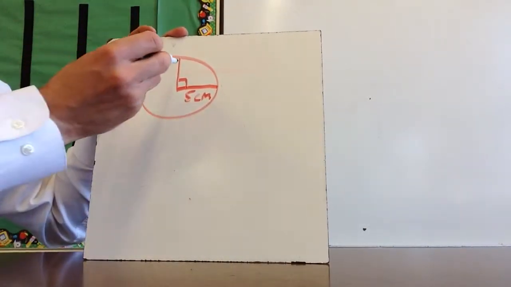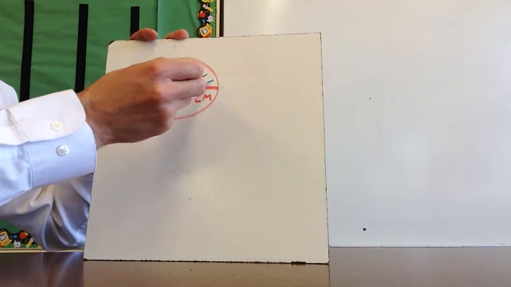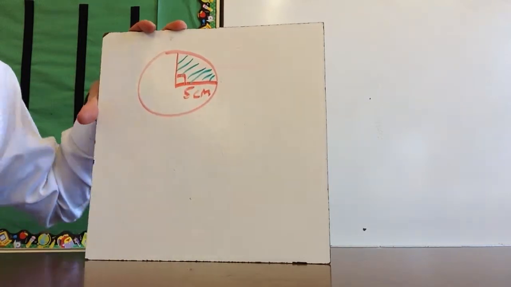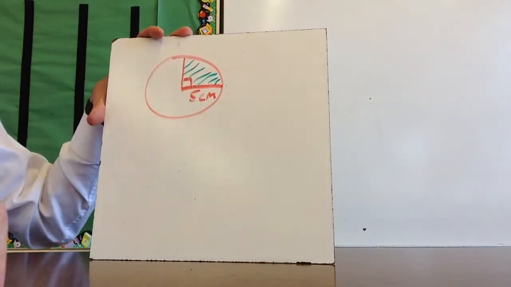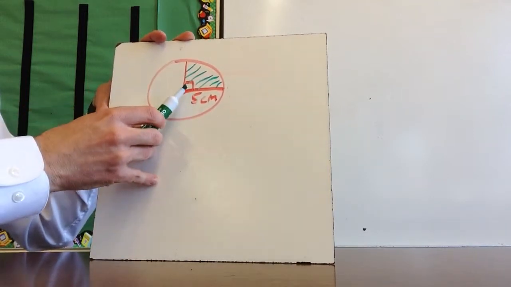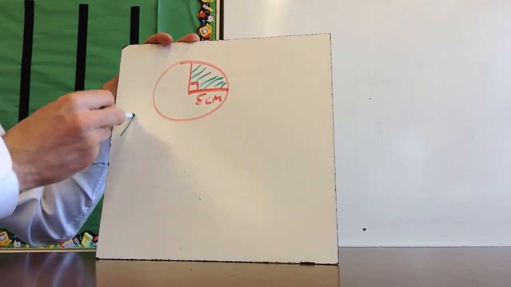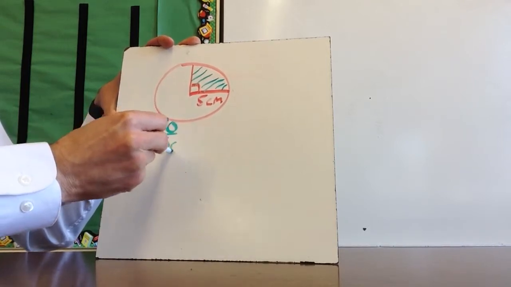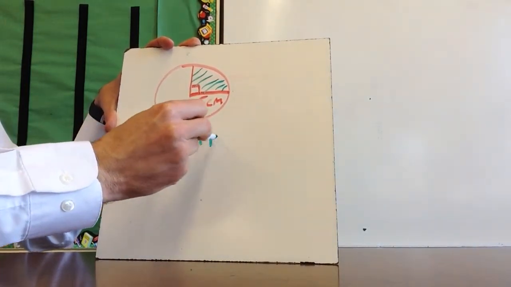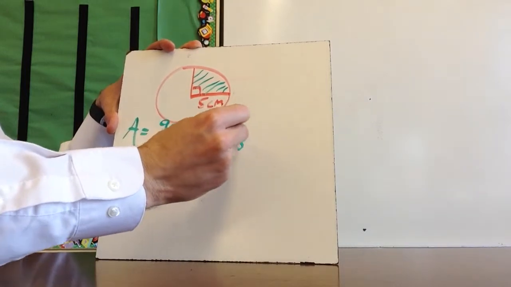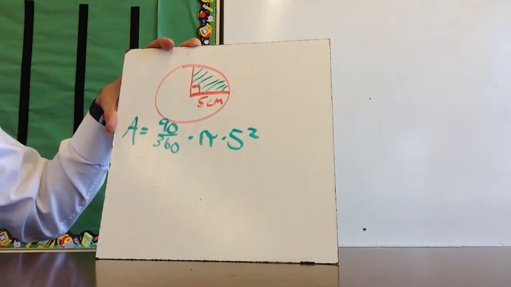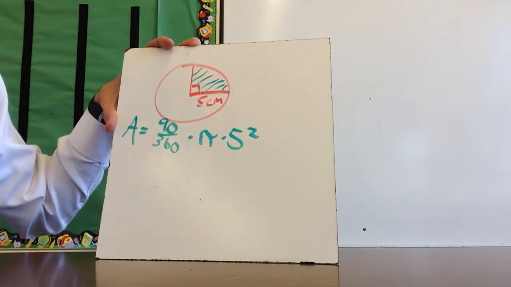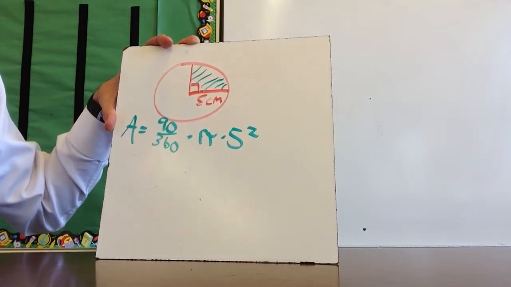All right, now what happens when we're talking about a sector or a part of a circle? What I'm really looking for is just this part of the circle, right? I just want to know what is the area of that, not of the entire thing. Since I know this is a right angle, this is 90 degrees, I'm going to use my formula, which is area is 90 over 360 times pi times r squared.